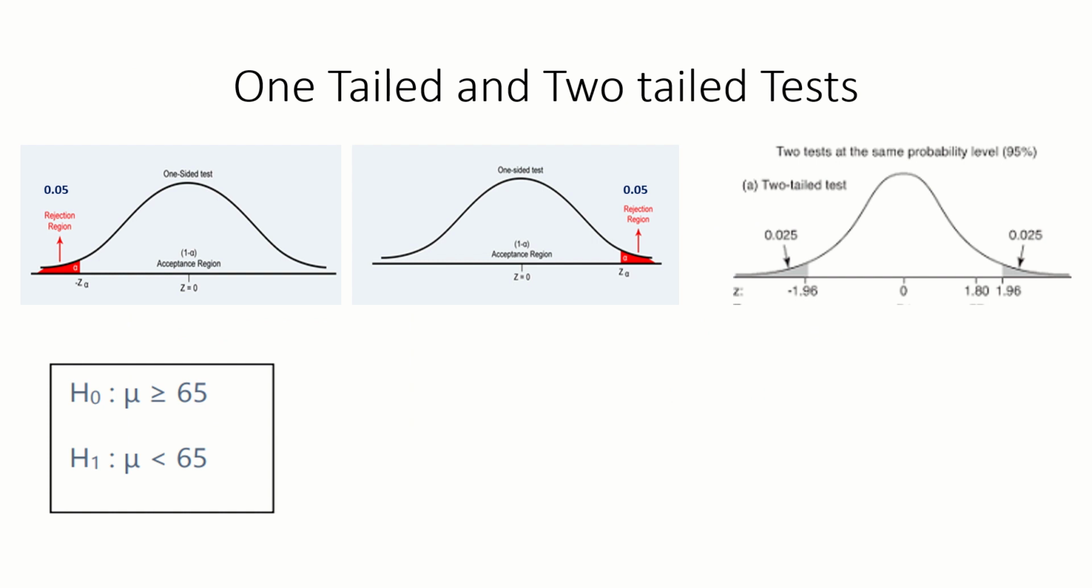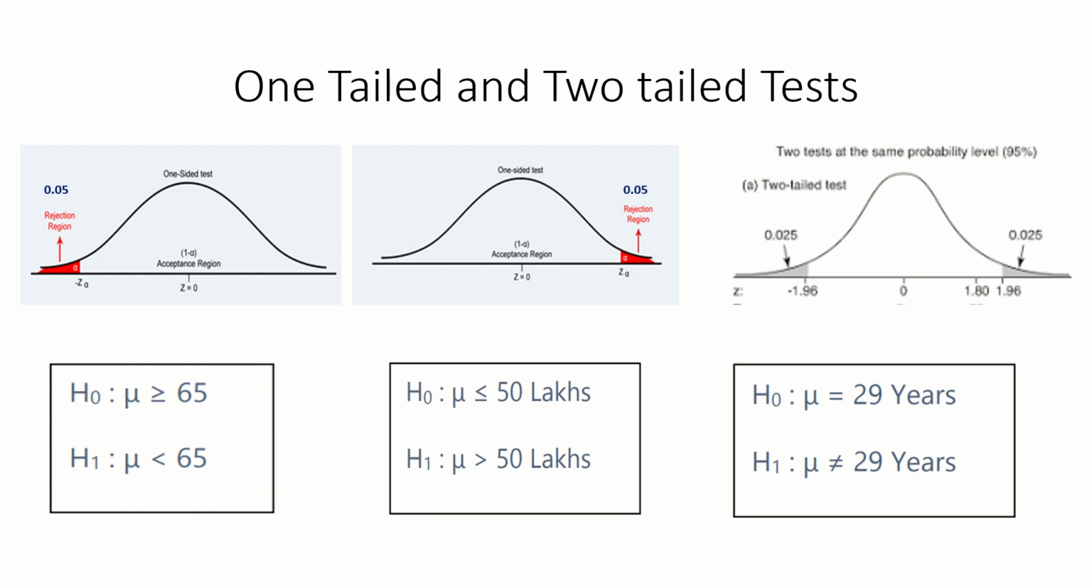So let us see this. These are the one-tailed and two-tailed tests. This is the first scenario, the Rahul scenario that we have given. The null hypothesis is that mu is equal to or greater than 65, and the alternative hypothesis is that mu is less than 65. Obviously, this is the left direction. So this is a left tail test.